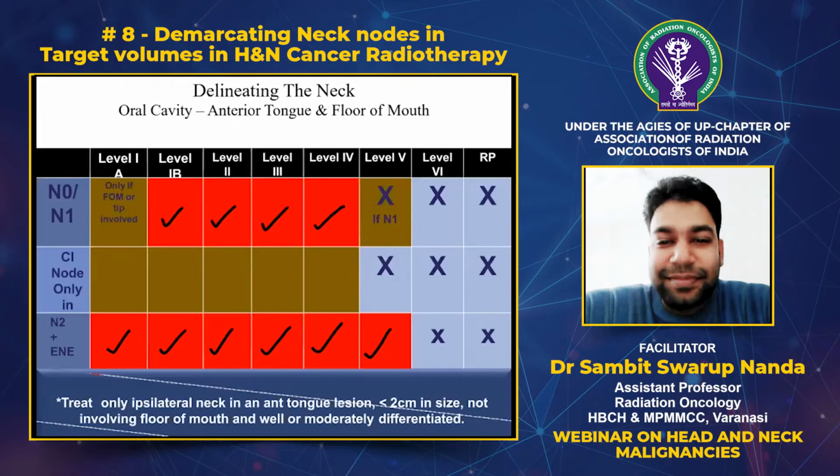Contralateral lymph node involvement is significantly high when the anterior tongue and floor of mouth are involved. So ipsilateral RT is only indicated if the lesion is very well lateralized, less than 2 cm in size, well to moderately differentiated, with DOI less than 1 cm. But if it is more than that, that is a T2 lesion, 2 to 4 cm or more, or DOI is more than 1 cm, the chance of contralateral nodal involvement is more than 10%. So they have to be taken into account.